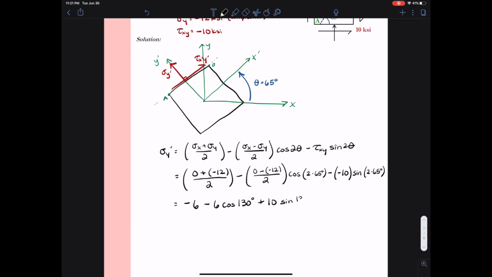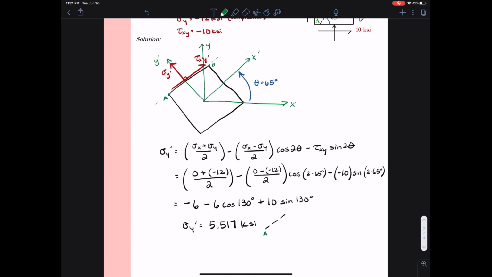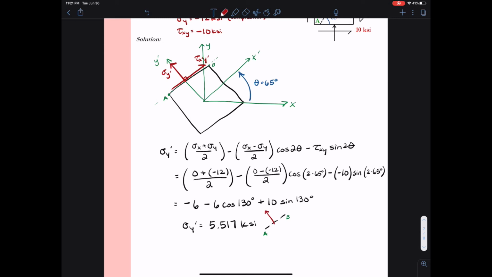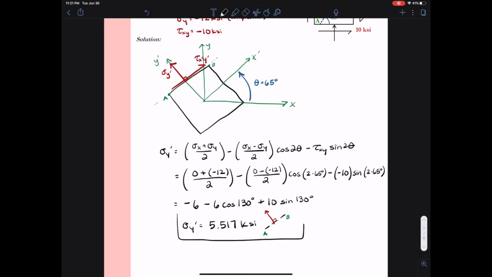But we see that sigma y prime will be negative 6 minus 6 cosine 130 degrees plus 10 sine 130 degrees. So that means sigma y prime will come out to be 5.517 ksi. This is going to be normal to the plane AB. I always include a direction with my stresses or forces. So I like to kind of show this as a direction. And so I'll just sketch my direction here. I could be more complete even if I included the angle of rotation there up to plane AB.